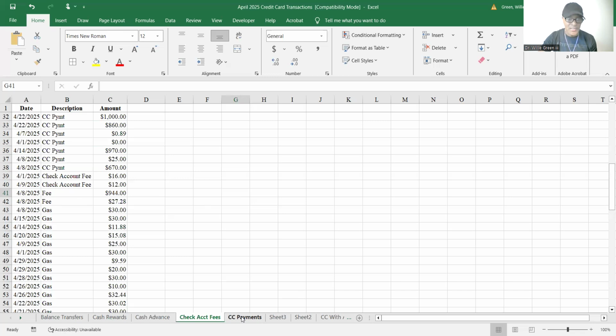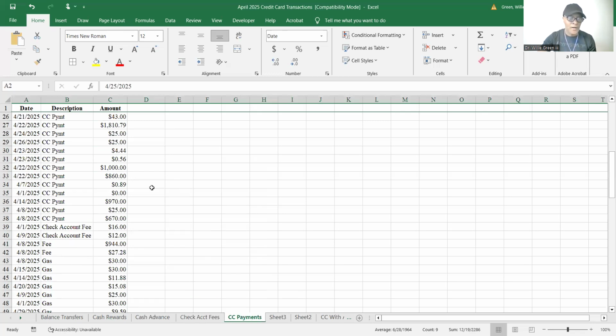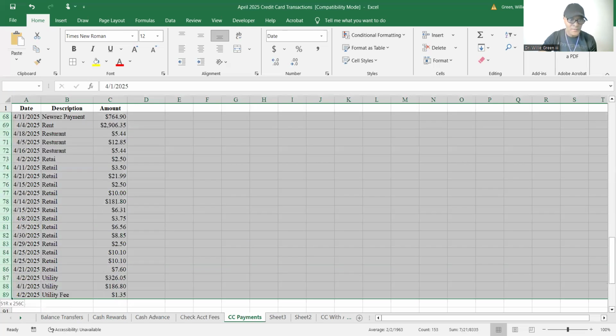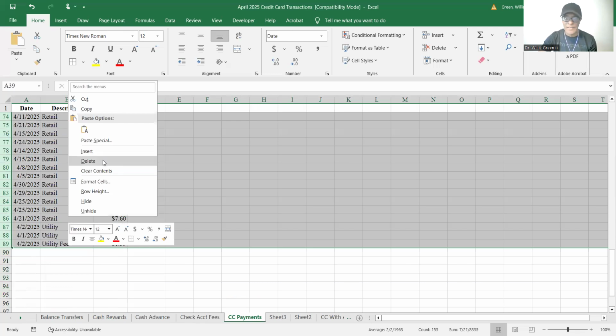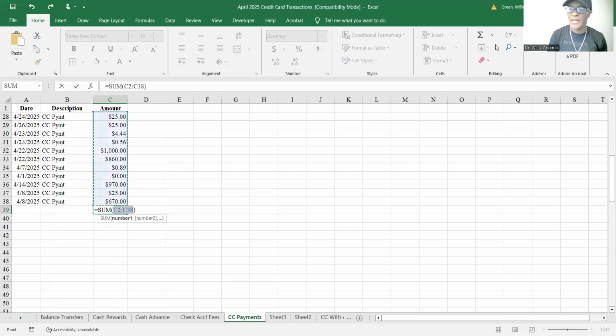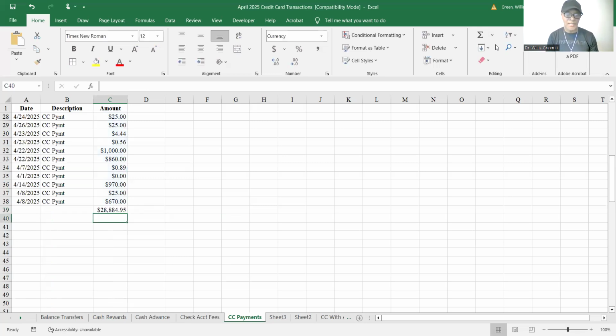So for the credit card payments, we'll go ahead and drop everything below here. And I won't go through everything. I'll stop in just a few minutes. So with the credit card payments, again, I pulled from one of the HELOC theoretically and paid off some credit cards. So that amount came out to $28,884 for the month.